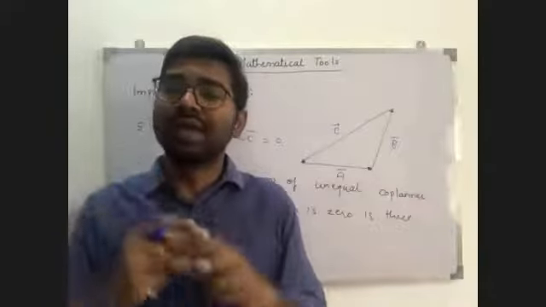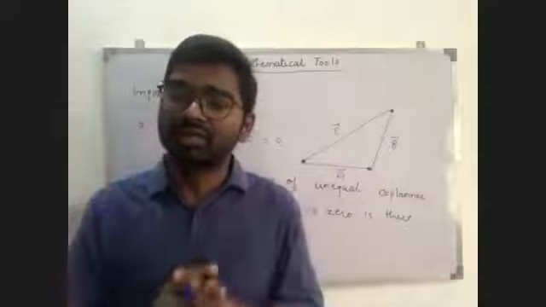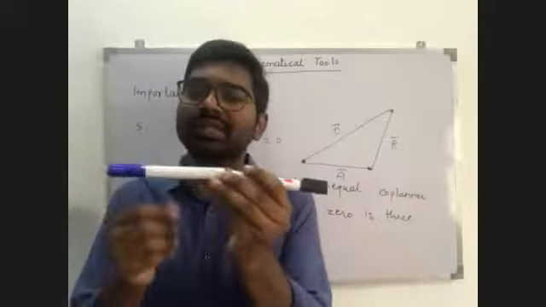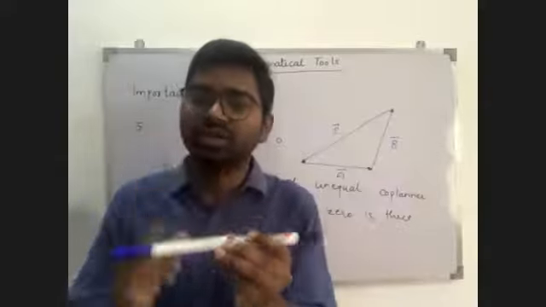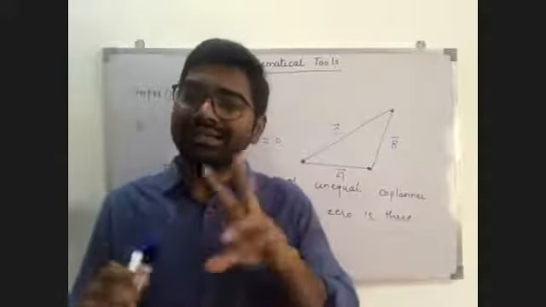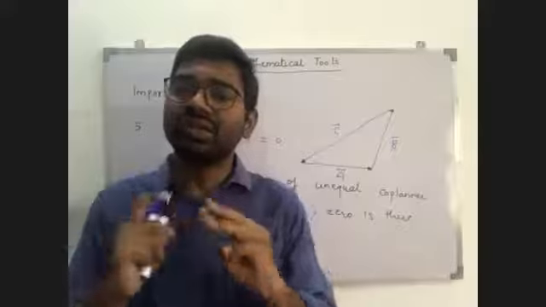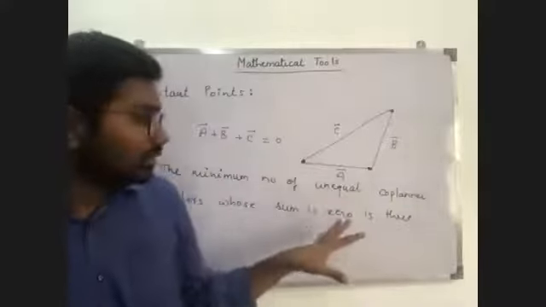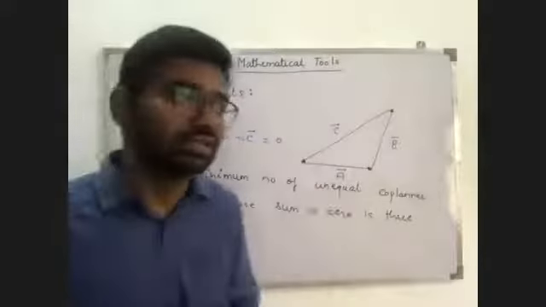So if I am going to add them, it is not possible that I am going to get 0 because they are unequal. So even if I put them opposite, it is not going to be 0. It means I need at least 3 unequal vectors so that their summation is going to be 0. Is it clear? This is what they are saying in the fifth point. Is it clear?